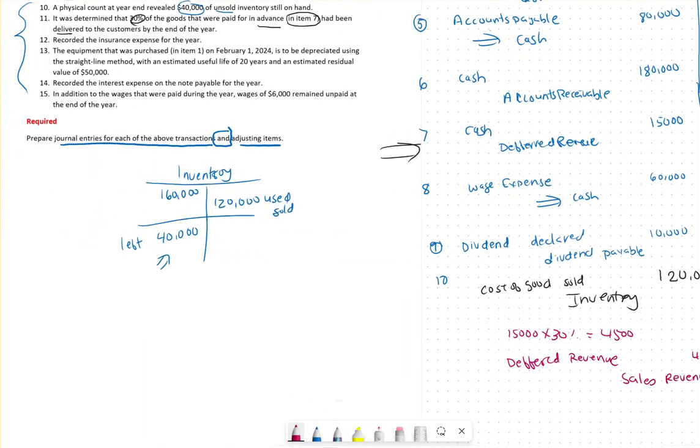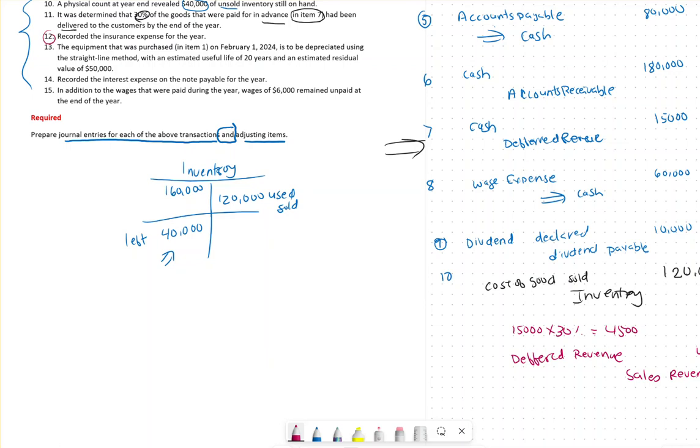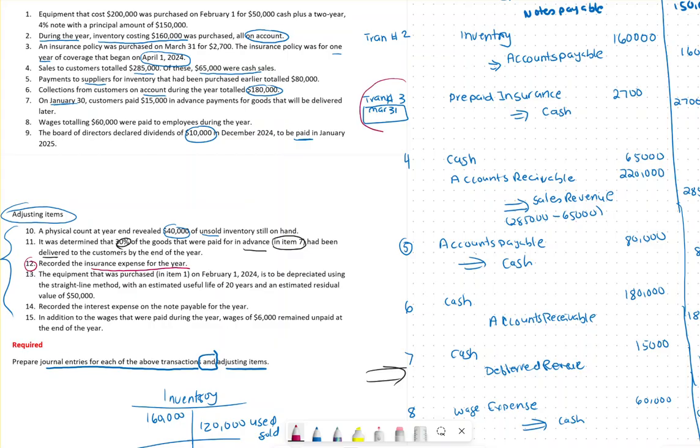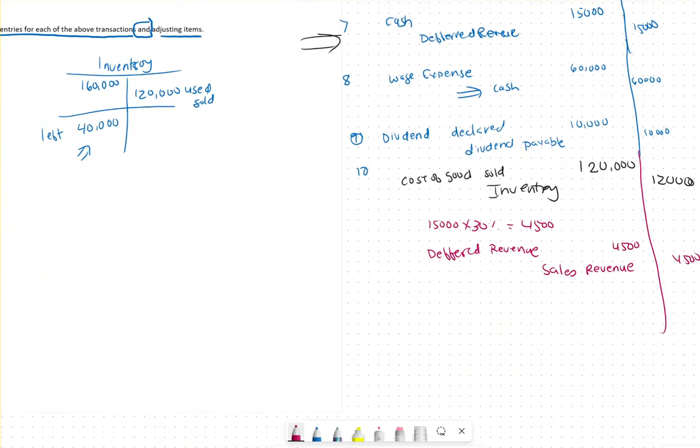Going further, they said that record the insurance expense for the year. So what happens is we had a prepaid insurance, and we purchased this prepaid insurance. We needed to know we purchased on March 31st. My year end is December 31st, so we needed to do an entry on December 31st for the insurance. So this insurance was 2,700. It was a 1-year policy, and 9 months are gone by.